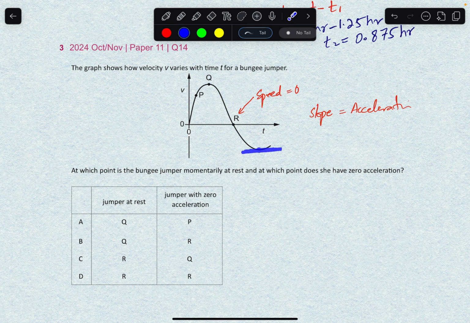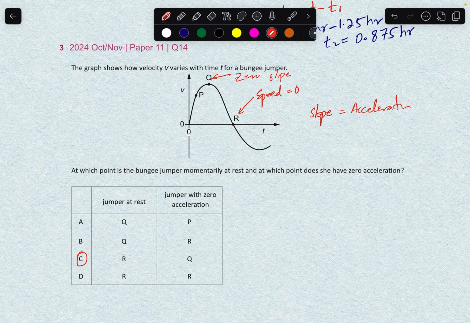But this is not given, this Q is given. So Q is the point where the slope is equal to zero. How do we know? By taking the tangent at point Q. So acceleration is zero at this point, so we will choose option C.